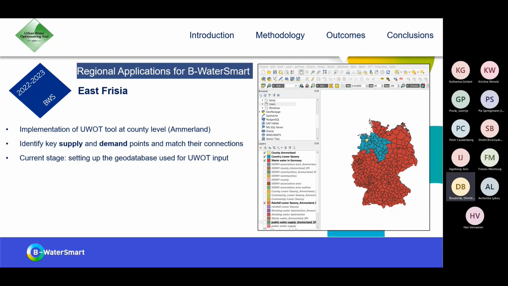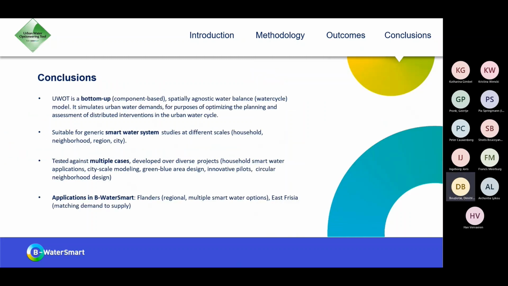The modeling process for East Frisia is ongoing, and now we are setting up the geodatabase needed for UWOT input with relevant data being processed. Following this, we will confirm the demand and source points with the stakeholders and brainstorm the scenarios of changes in the water management. So at this point, I would like to conclude with our general presentation on UWOT capabilities, and I would like to mark the following take-home messages.